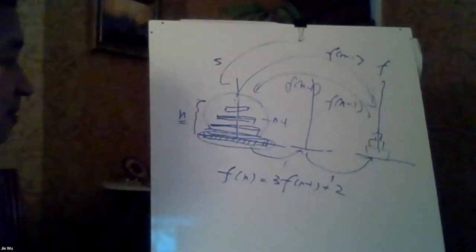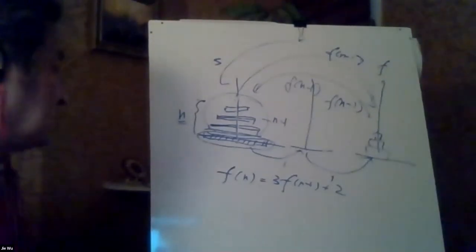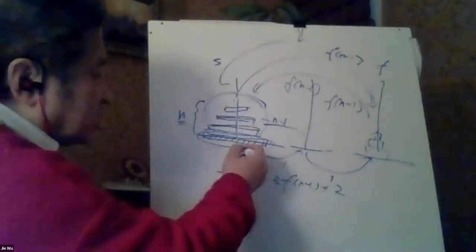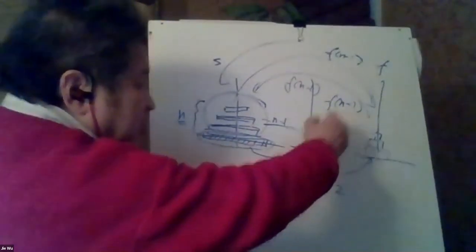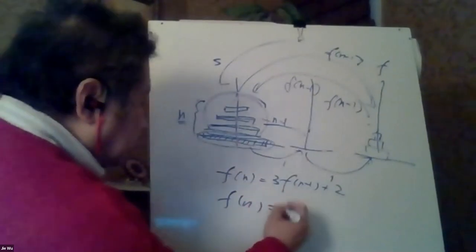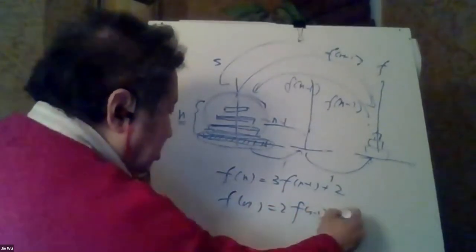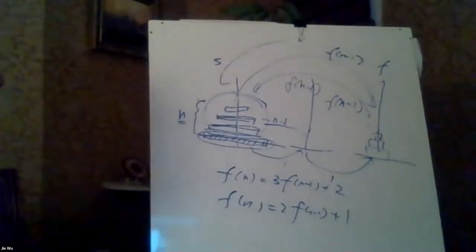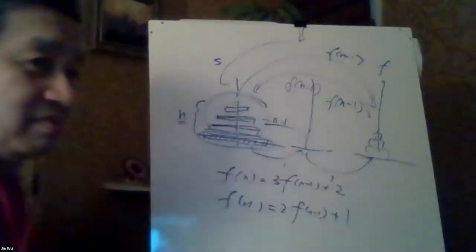First, you send this one to the second one, right? Then you move the largest one directly to here. Then you move to this one. Then this is reduced to 2F(N-1) plus one, right? It's the same way, because now you take advantage of the middle one.